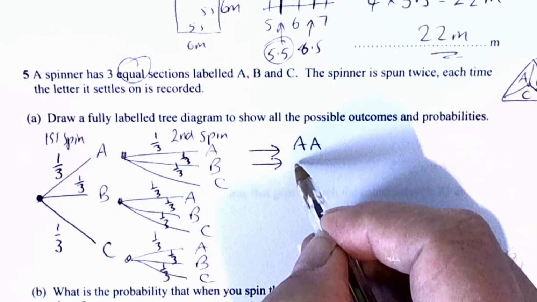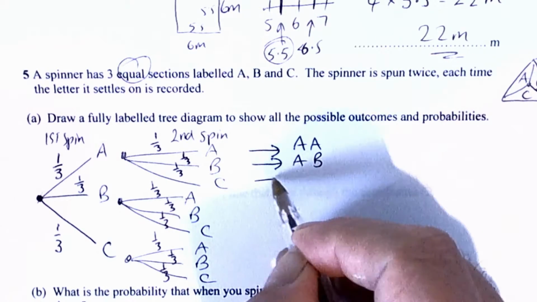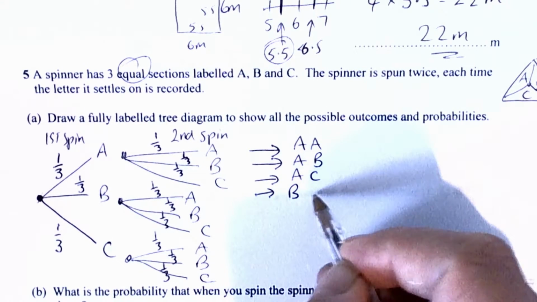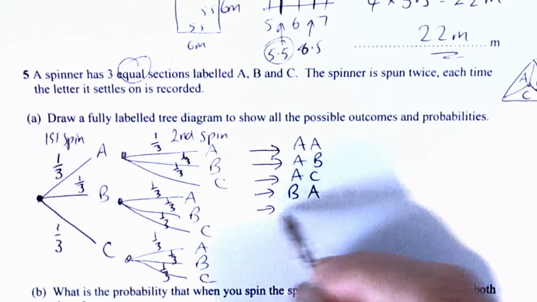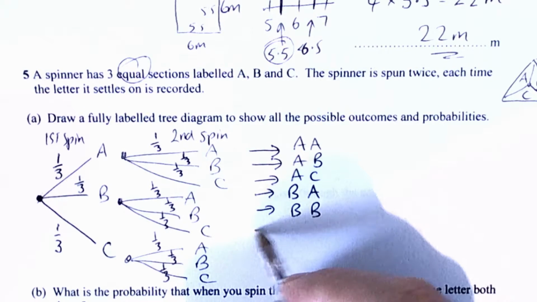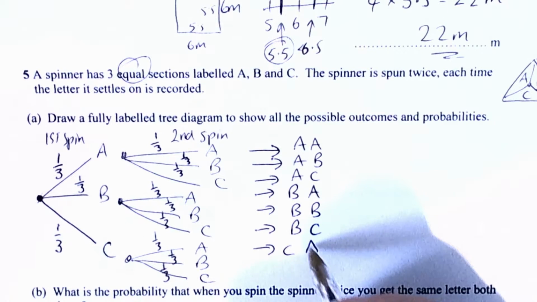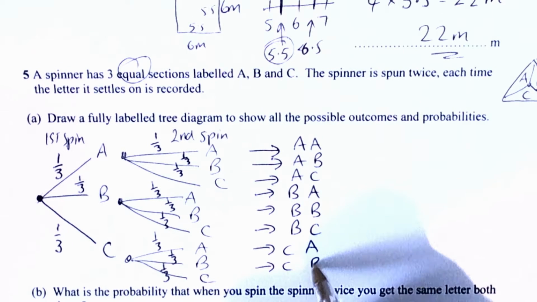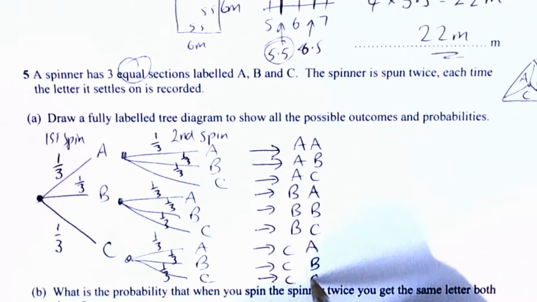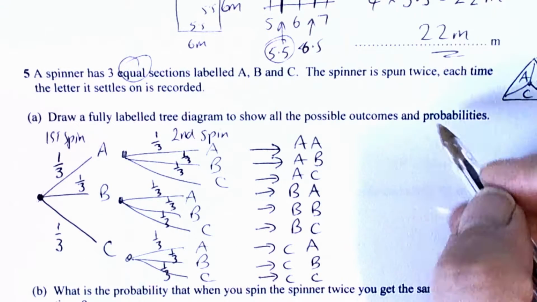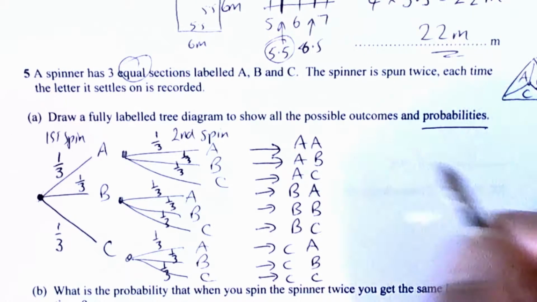If we got to here we got an A followed by a B. If we got to here we got an A followed by a C. If we got to here we had a B first, A second, a B followed by a B, followed by a C, C first, A second, C first, B second, and C followed by C. So those are all the possible outcomes, and it wants you to show the probabilities.